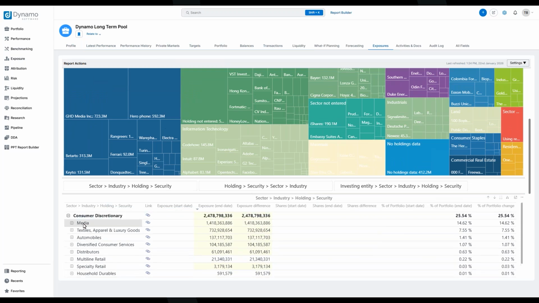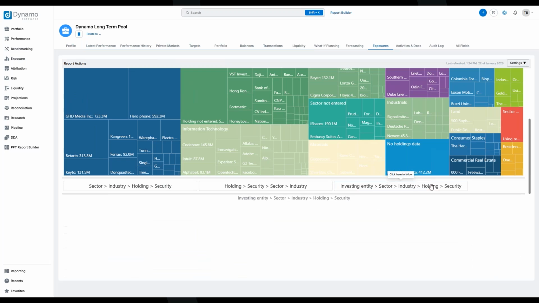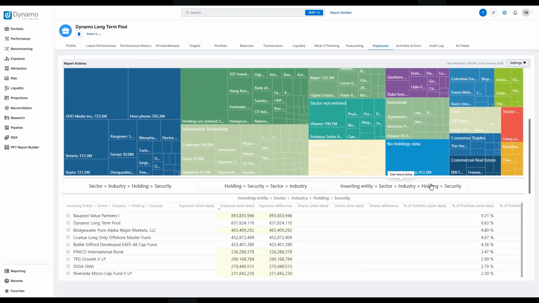Below that, a lot of people want to know what were my exposures at the beginning of the period, what are they at the end of the period. So we have more of a matrix style view. I can come in here and look at it by sector, then broken out within sector each industry, and then I can drill down to the underlying holding. So I'd be able to see what kind of activity has happened during that time period I selected for GHD media. I might want to instead look at it from the investor entity level.